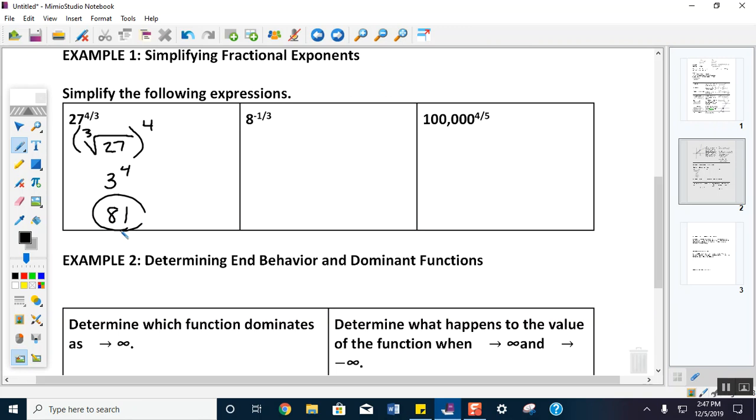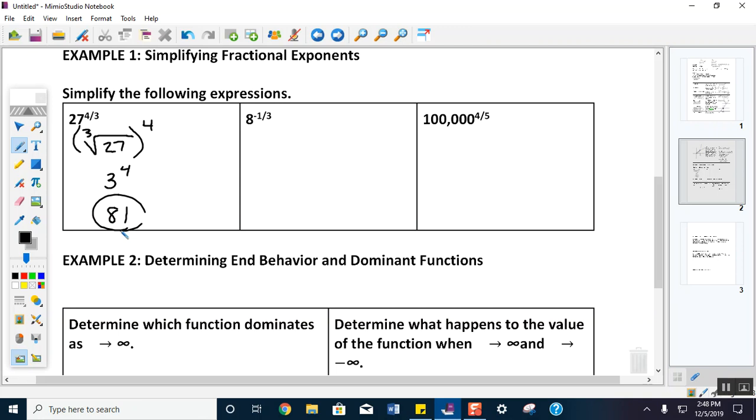Give you guys a second to see what you come up with. I'm going to get a cup of water here. By the time I get back, see if you have those. Be careful on that second one, because that says 8 to the negative 1/3 power. Anybody want to take a shot at it?